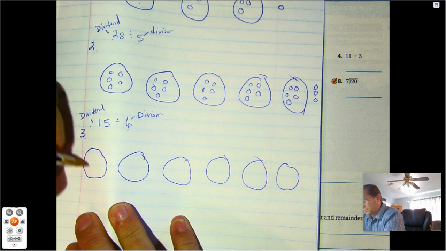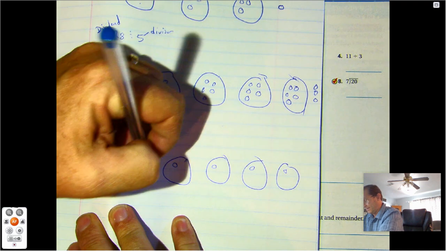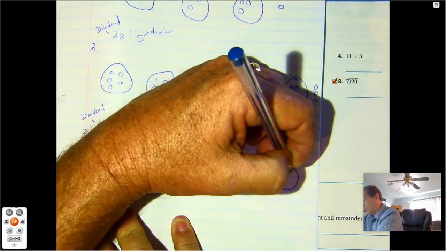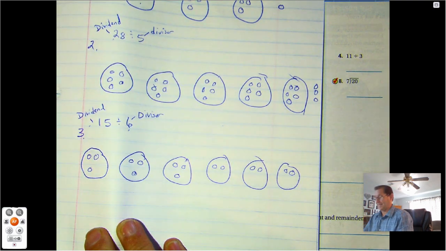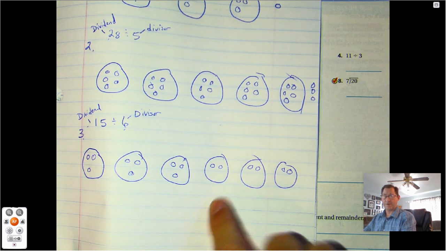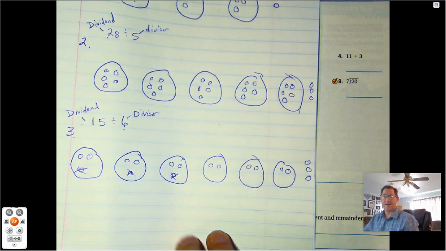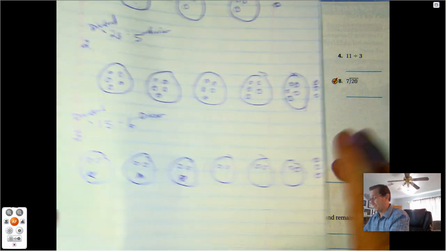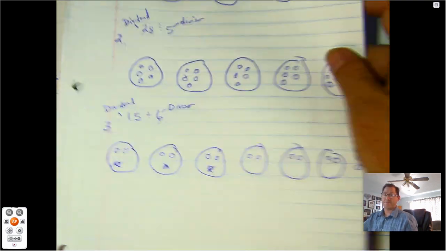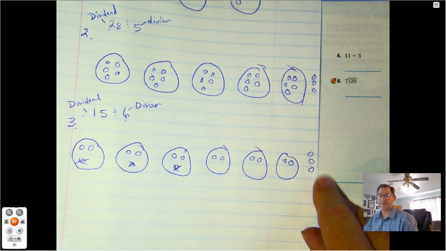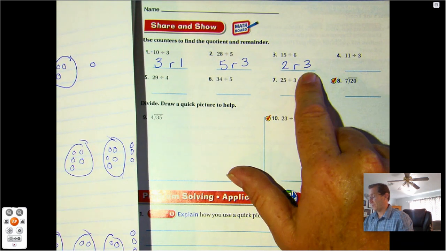So 1, 2, 3, 4, 5, 6, 7, 8, 9, 10, 11, 12. And then if I try to go 13, 14, 15, I ran out, right? There's not enough for these 3. So these cannot go there. So that's going to be 3 on the outside, 3 left out. I can't share those equally. So this problem is 2 with a remainder of 3. The remainder, again, is the ones that I can't share equally. They're left over. So 6 times 2 is 12, plus 3 more is 15, and that matches my dividend.